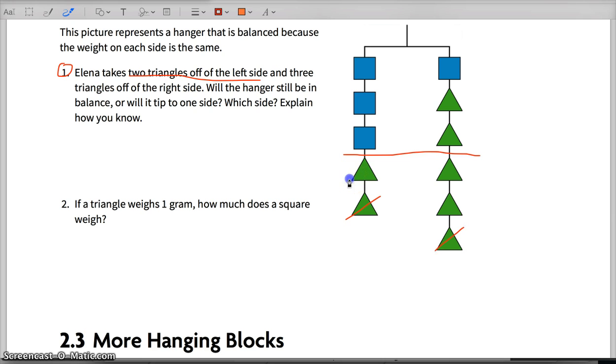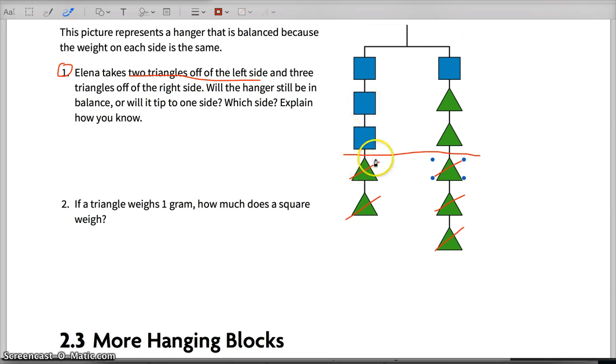I took them off and now they should still be balanced. Let's see if I take another triangle off. I take this triangle off and one from the other side. Is my hanger still in balance? Yes, it is. I agree. So this is a hanger that's still in balance. I've taken 2 triangles off from the left and 2 triangles off from the right. So I still have a hanger that's in balance. Now what happens if I just take one more off?